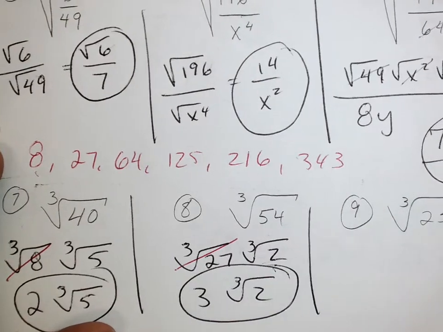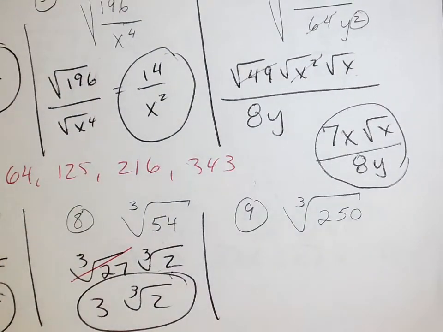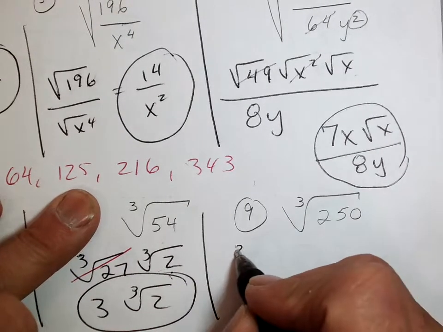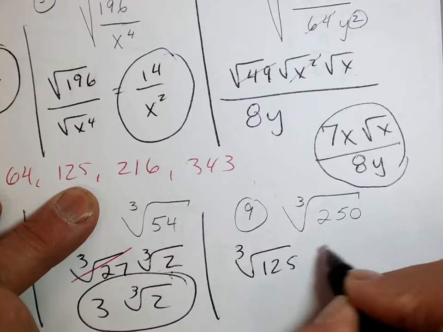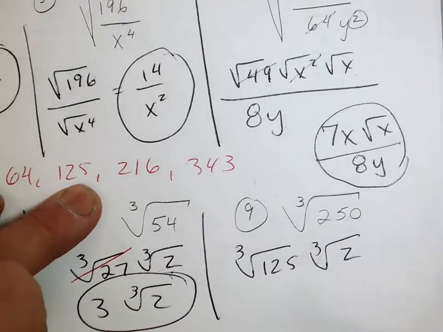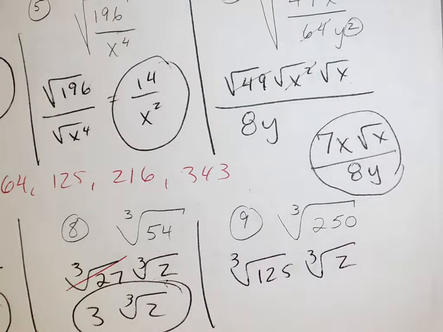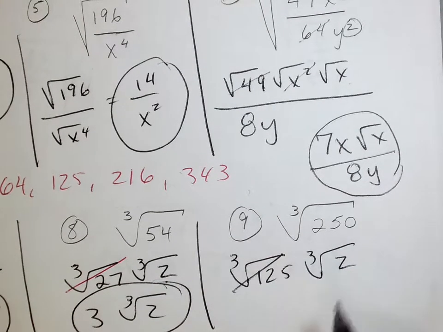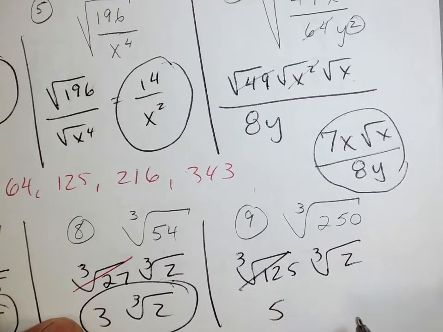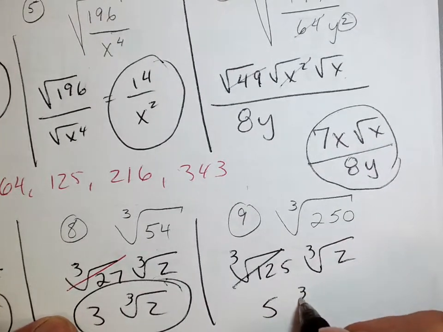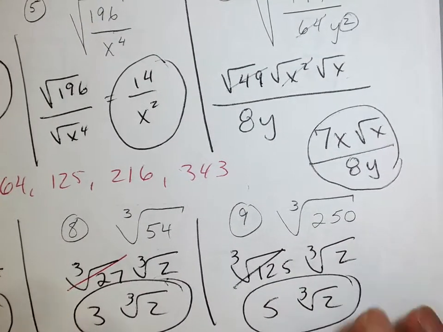Okay, number 9, what times what makes 250? 125 and 2. Everybody agree with that? Okay, 125 times 2, so we'll go cube root of 125, cube root of 2, because the cube root of 125 is 5. Good. So we take the cube root of 125, we get 5, and what's left over is the cube root of 2. Okay? You guys got that?